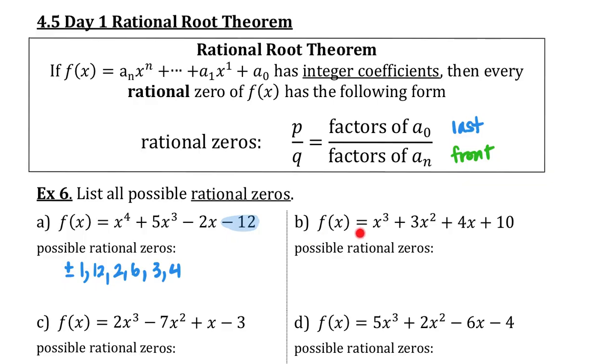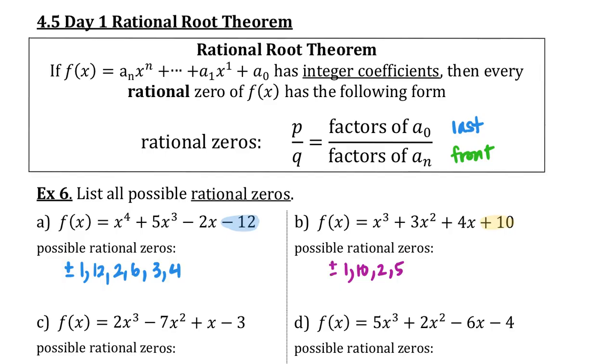Okay, let's go ahead and look at B. This is a giant problem. We just want to look at the last term and figure out what possible zeros there are, even though we're not yet confirming which ones are correct. Okay, so for 10, what could we do? We could do 1 times 10. We could do 2. We could do 5. Is that everything?